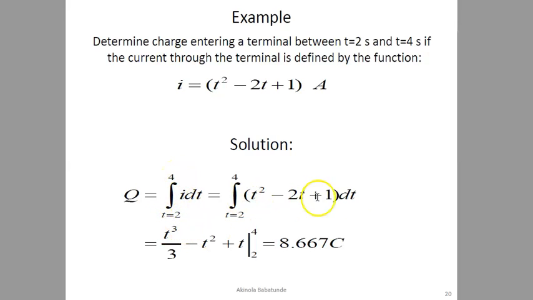If you integrate using our basic knowledge of integration, you have t cubed over 3 minus t squared plus t, and then we evaluate between time equal to 2 and 4. If you do all of these substitutions as usual, what we come up with is 8.667 coulombs. So the charge entering a terminal between 2 seconds and 4 seconds, if the current through the terminal is defined by this function, is given as 8.667 coulombs.